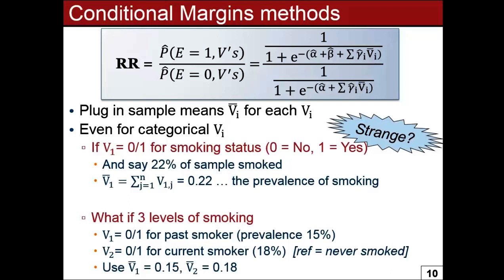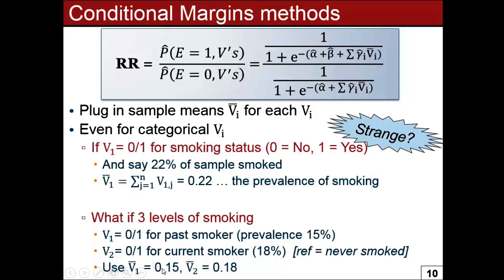Or better yet, think about 3 levels of smoking. This is even weirder, right? What if you had 3 levels of smoking? A totally nominal, unordered, categorical thing. Never, current, past. Okay, let's just do that. So past would be not current, but only past. Now you have 2 dummy variables. And the reference, let's say, is never smoked. V1 is past smoker, and then V2 is current smoker. I made up 15% were past and 18% are current.